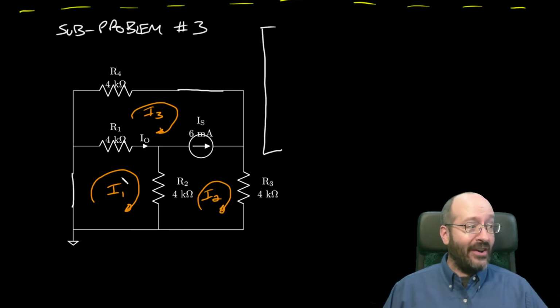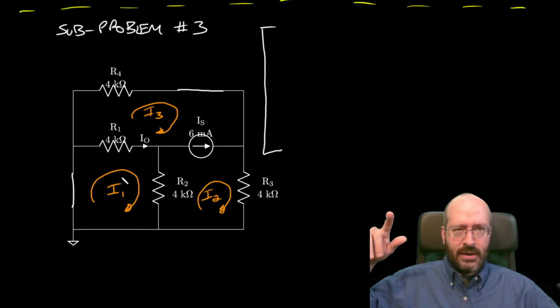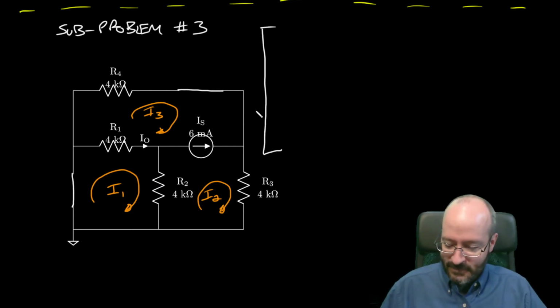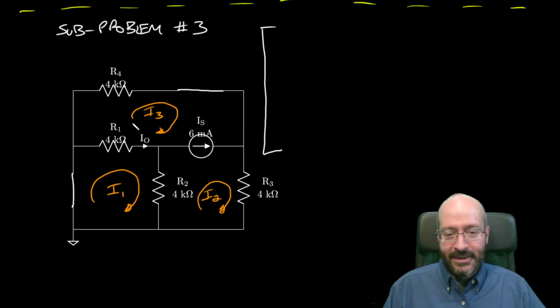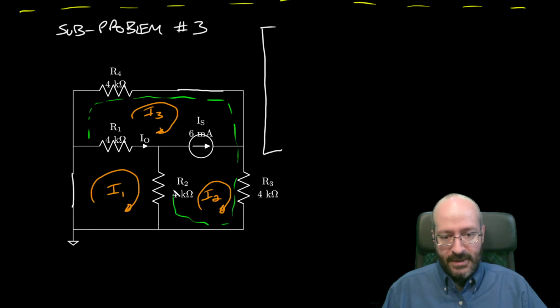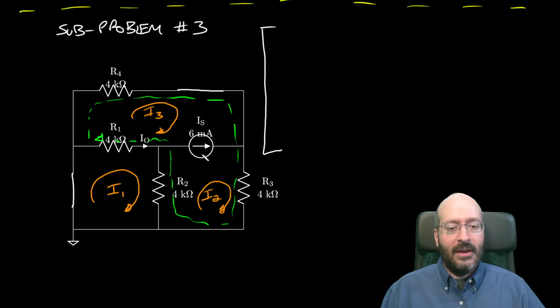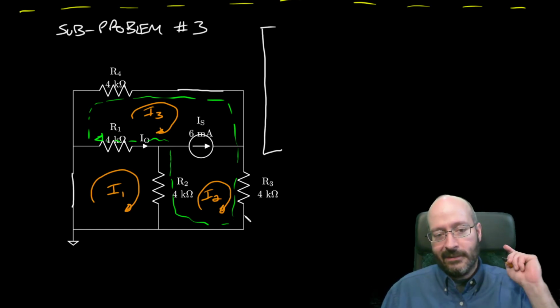We got a super node. Nice, right? Or, no, not a super node. Super mesh. You thought you could brain dump all that stuff. Here's your super mesh. We're going to go all the way around here. Okay, I looked at it. I almost wrote all KVLs. There's a current supply. I got to write one KCL.